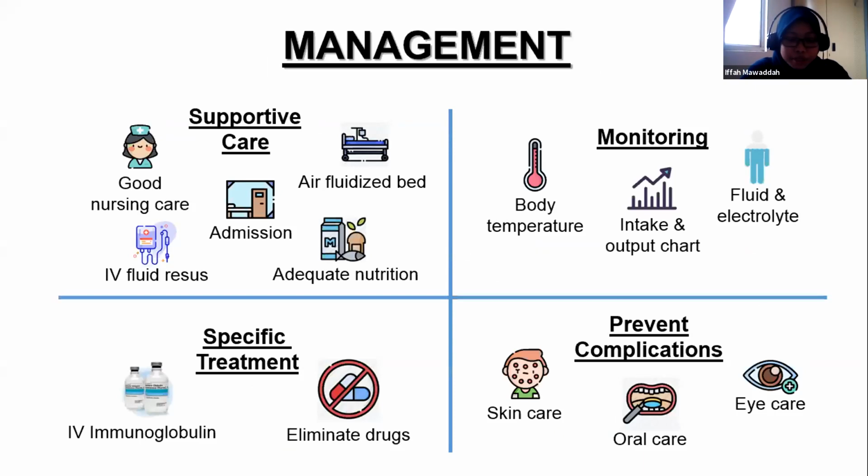For management, we can divide it into supportive care, specific treatment, monitoring, and preventing complications. For supportive care, we should admit the patient to an isolation room where possible. The patient may also need IV fluid resuscitation for shock. It is also important to have good nursing care, and the patient may use an air fluidized bed to avoid bed sores. Adequate nutrition is also important, but since SJS patients may have GI mucosal complications, nutrition may be given via nasogastric tube, IV line, or parenteral nutrition.